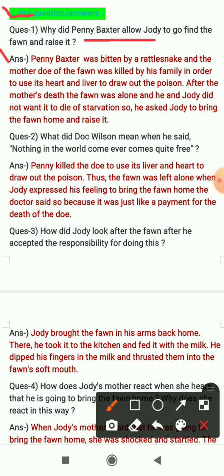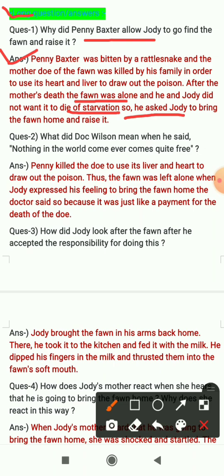Let's see the answer. Penny Baxter was bitten by a rattlesnake and the mother doe of the fawn was killed by his family in order to use its heart and liver to draw out the poison. After the mother's death, the fawn was alone and he and Jody did not want it to die of starvation. So he asked Jody to bring the fawn home and raise it.